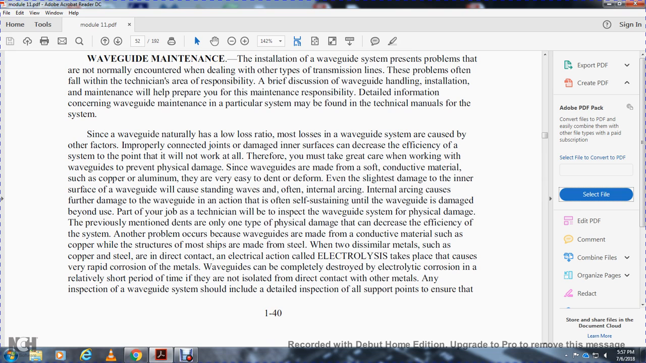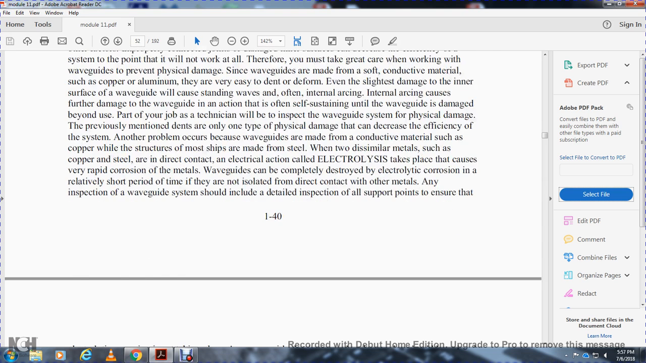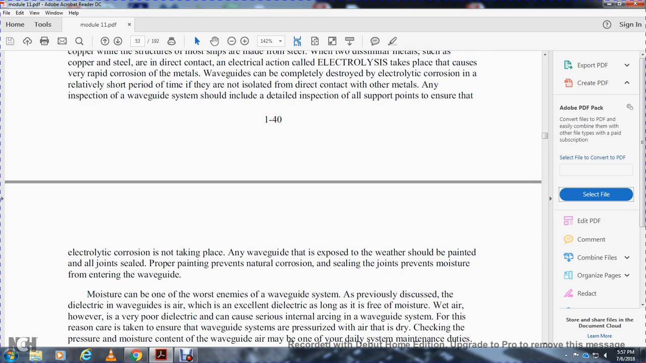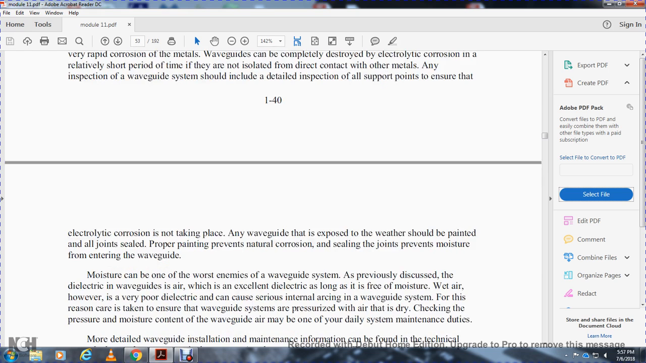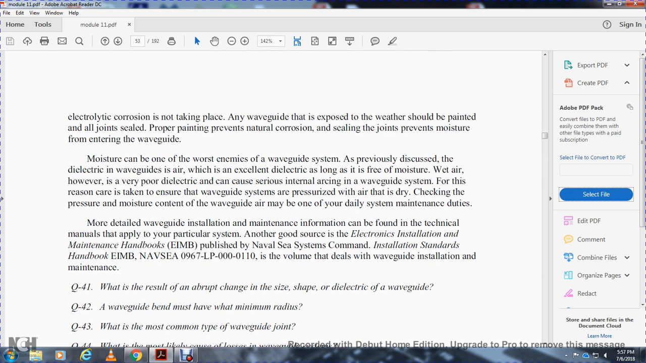Inspection of the waveguide should include a detailed inspection of all support points to ensure that electrolytic corrosion is not taking place. If the waveguide is exposed to the weather, it should be painted with all joints sealed. Proper painting prevents natural corrosion. Sealing the joints prevents moisture from entering the waveguide.